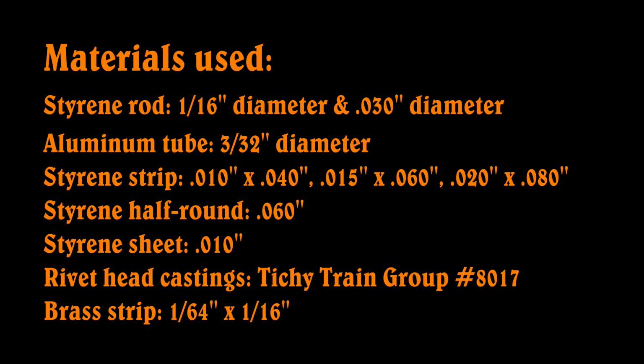Most of the materials used are styrene rod and strip from the Evergreen selection. K&S aluminum tube in 3/32 diameter is fairly easy to find. The one item that might be a little more difficult to locate is the 1/64 by 1/16 brass strip. A substitution can be made by cutting 1/16 wide strips from 016 sheet aluminum.